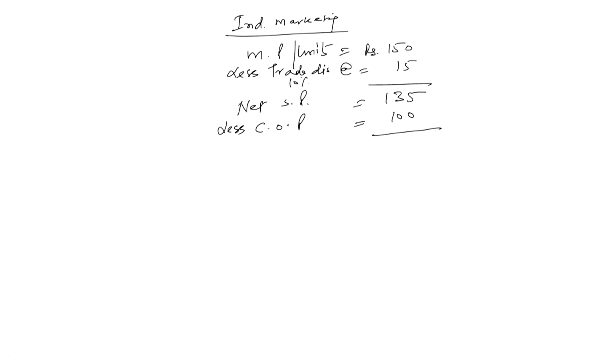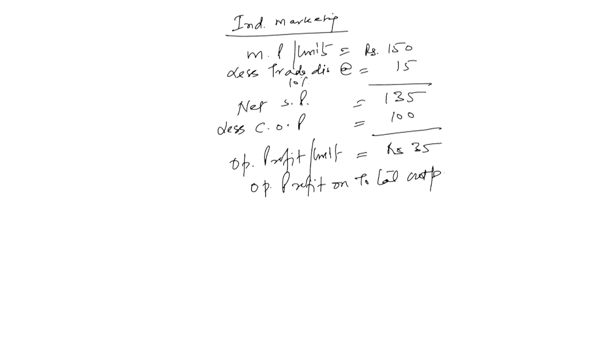So it means you have how much? The operating profit per unit is rupees 35. Operating profit per unit is 35, right? This is the operating profit available. And how much is the operating profit on 360 units? Operating profit on total production or total output is 360 units multiplied by rupees 35. This works out as rupees 12,600, right? This much operating profit on the total annual sales is available to the company.